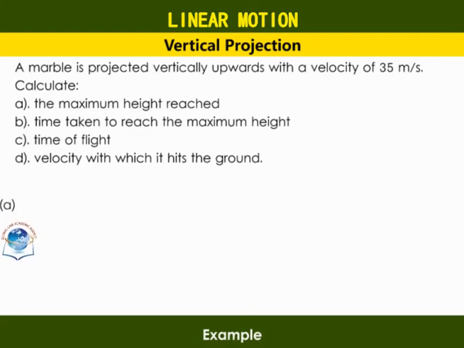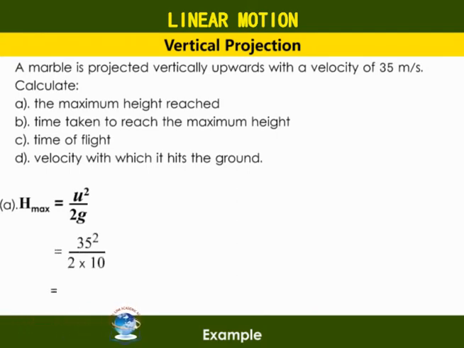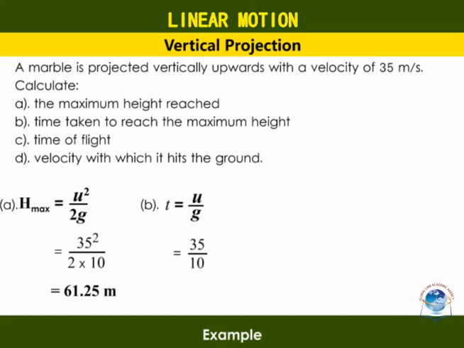We start with A. Maximum height is given by u squared over 2g, that is 35 squared over 2 times 10, giving us 61.25 meters. B, the time taken to reach maximum height. This is given by t is equal to u over g, 35 over 10, giving us 3.5 seconds.